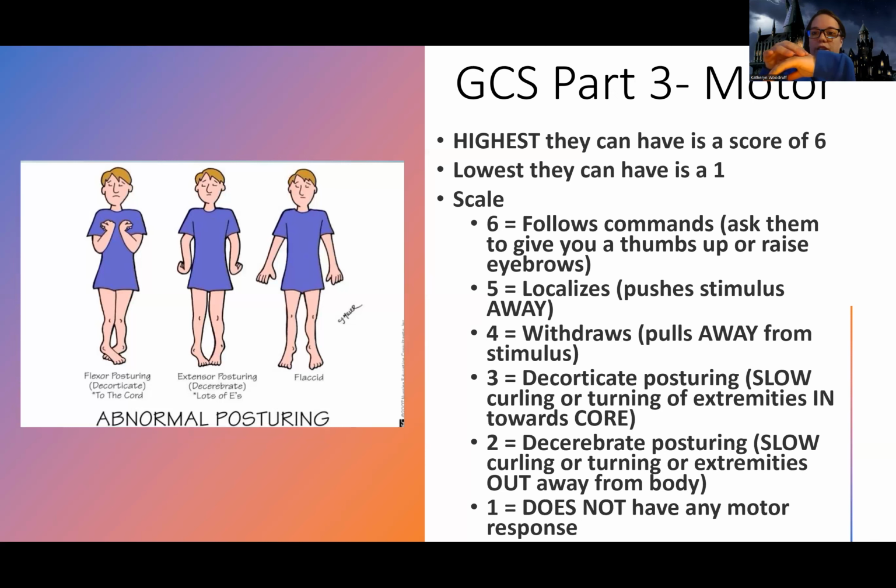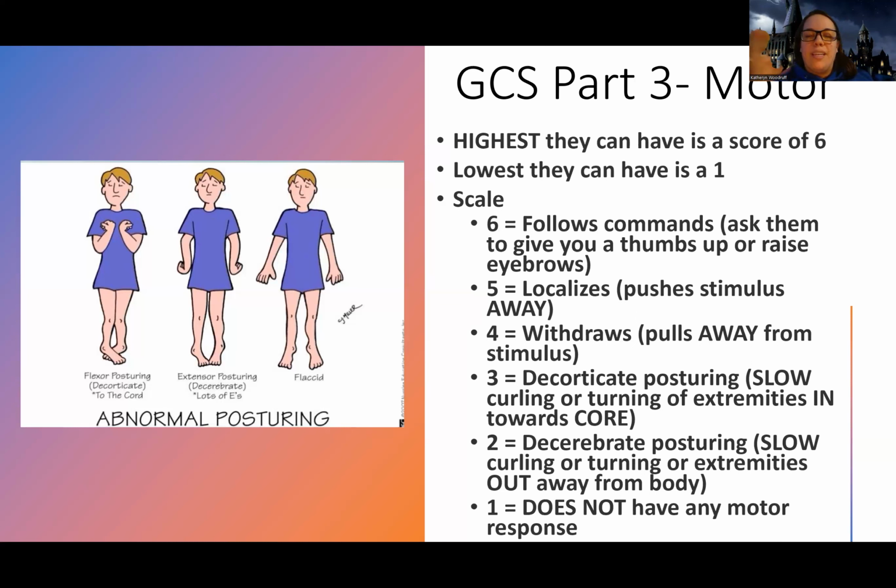The next one is withdrawal. With that same stimulation, let's say I tap, don't get any response, I pinch, and they pull away. Think of them withdrawing or pulling away from the stimulus. Remember, localizing is pushing towards it, and withdrawal is pulling away. Another good example of localizing is when I have intubated patients and I brush their teeth and they're reaching with their hand to try to stop me from brushing. Withdrawal would be as I'm brushing their teeth and their arms are pulling away.